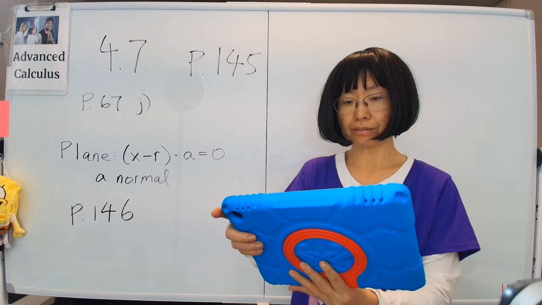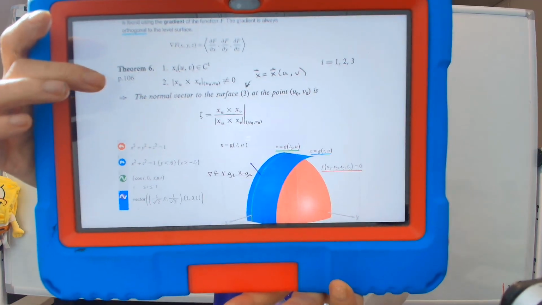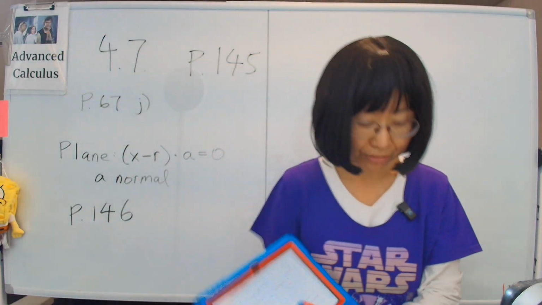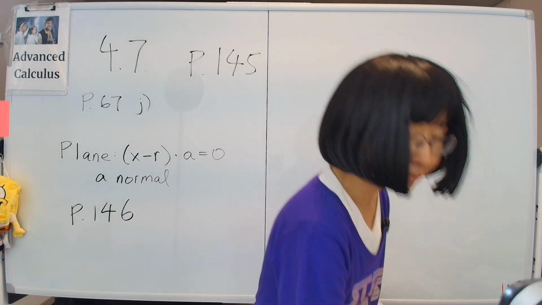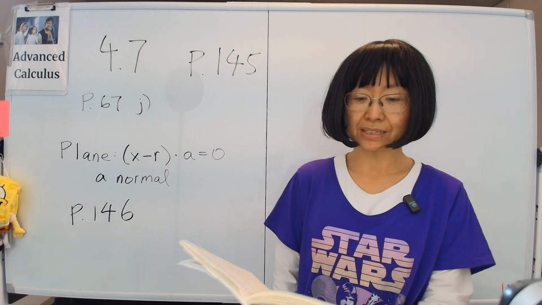From theorem 6 on page 106, where the x_u cross x_v is not 0 is required for the theorem. So as a result, being that we need that theorem in this proof, that condition is listed here.